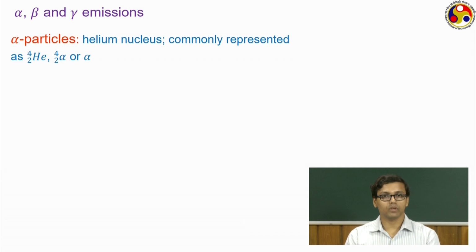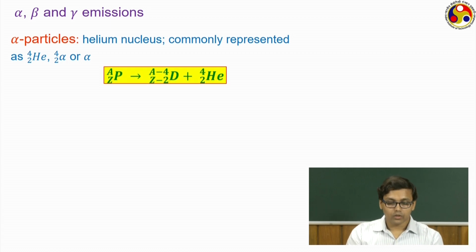As per the terminology we are following, they are commonly represented by 2He4 or 2alpha4 or just alpha. So, whenever a parent nucleus undergoes alpha emission or alpha decay, as it is often called, 4 nucleons go out of its nucleus. The total number of protons and the total number of neutrons present in the parent nucleus will each reduce by 2, and therefore the daughter nucleus will have 2 protons less and 2 neutrons less.